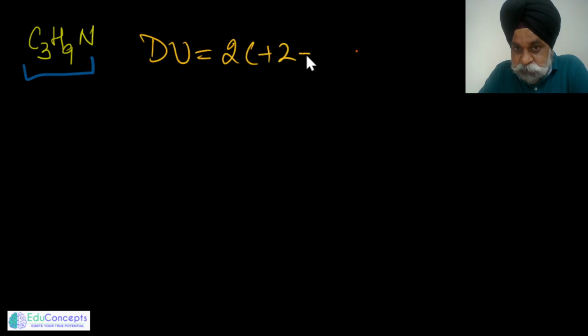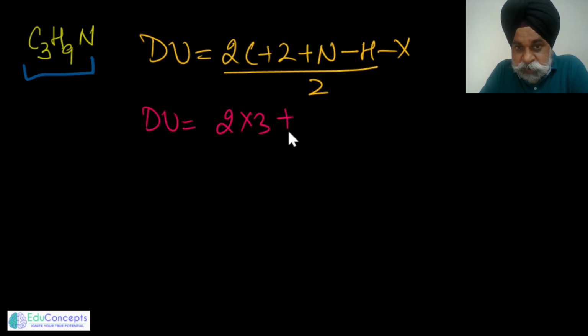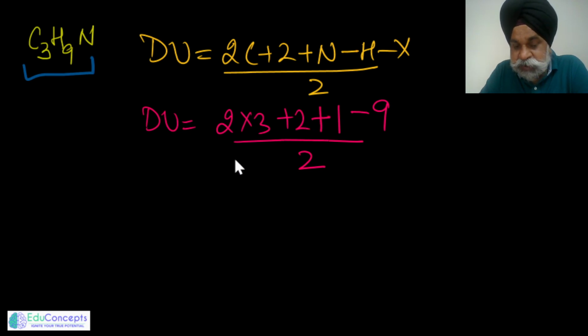So coming back to this degree of unsaturation: (2C plus 2 plus N minus H minus X) upon 2. So here the degree of unsaturation comes out to be (2 into 3 plus 2, nitrogen is 1, hydrogens are 9) divided by 2. So 3 twos are 6, 7 with nitrogen added, 8 and 9, so this comes out to be 0. So the degree of unsaturation came out to be 0.